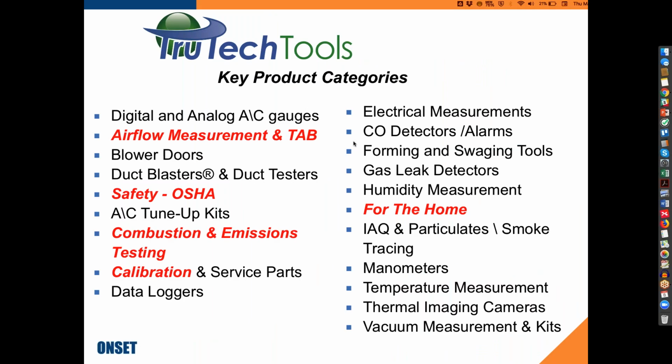And these are some of our key product categories, including airflow measurements, duct leakage testers, blower doors, CO alarms. Really a lot of things inside the built environment, HVAC, building performance, space, facilities. We carry a lot of measurement tools and equipment for that.